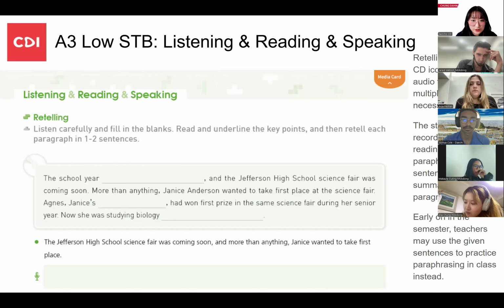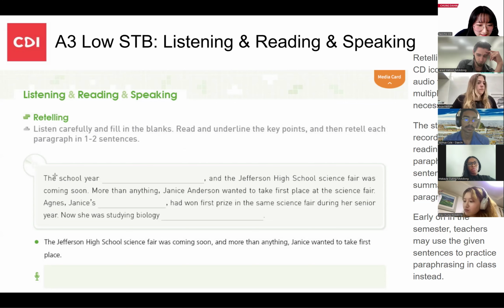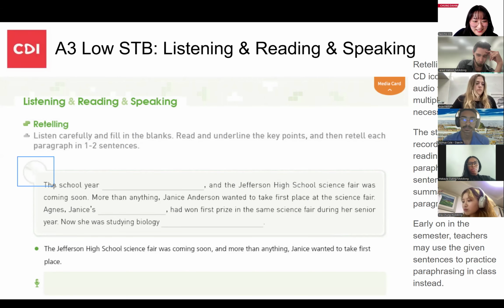Okay, on to the listening and reading and speaking page of the Smart Textbook. The first activity is called retelling. So you can see there's a CD icon here. I don't know if you can tell if that's a CD, but you should use it to play the audio file. So if you click it, then the audio file will pop up. Especially with lower levels, don't be afraid to play it multiple times if necessary.